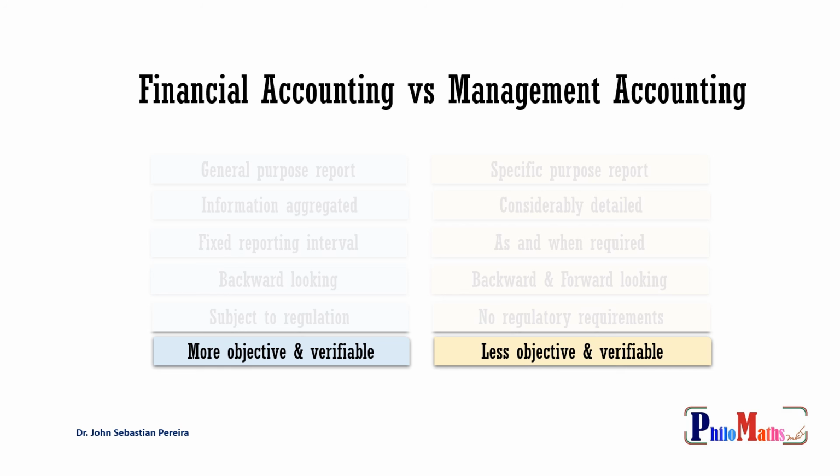Management accounting, on the other hand, can be less objective and less verifiable, but it has to be accurate in nature. Setting up the objectivity and the verification process can be time-consuming. Sometimes a ballpark figure obtained as quickly as possible is more useful than an accurate estimate which takes a long time to come.